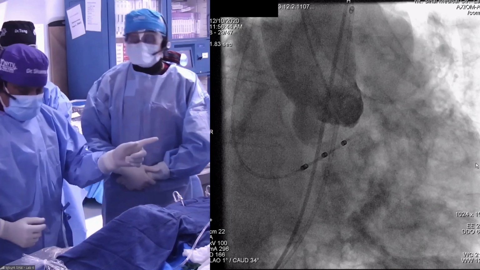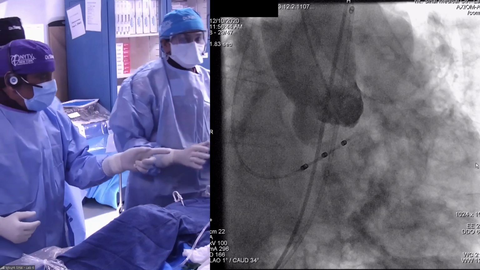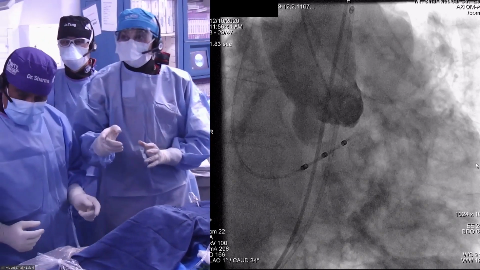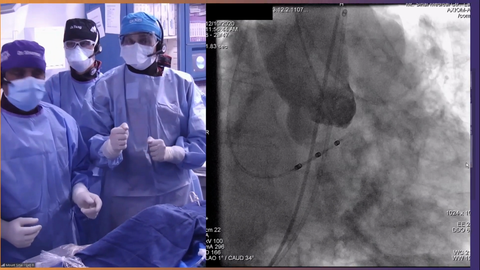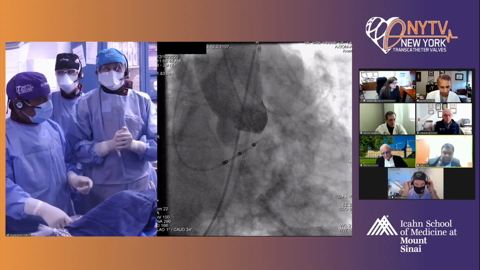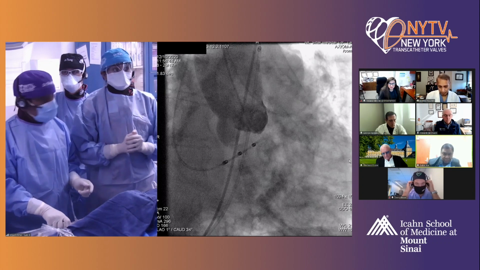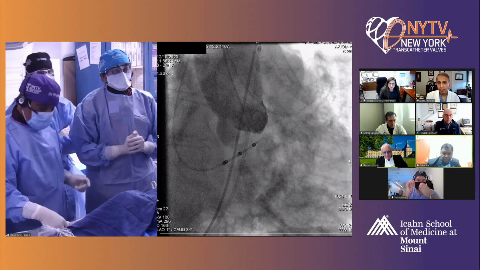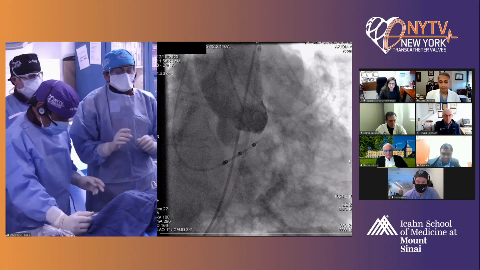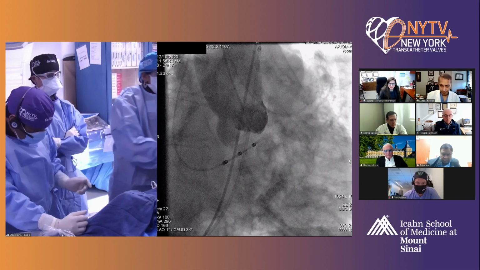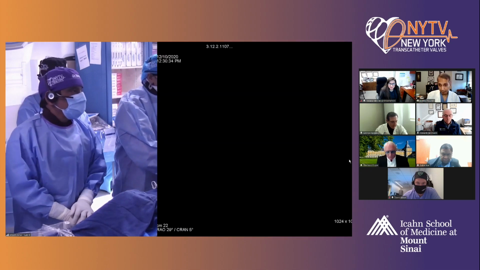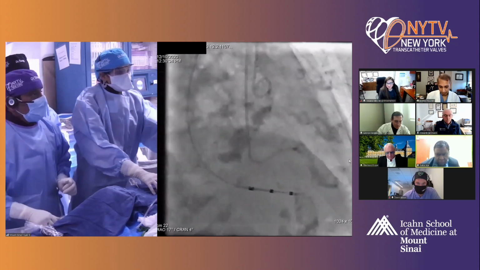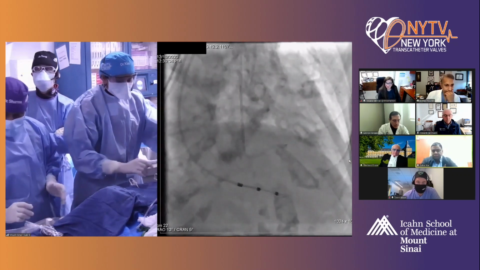Okay, good. Let's start now. What did you do so far? We have crossed. Excellent. Kenny, I have a question. When we do the cusp overlap, I use cusp overlap in every case, but I put the pigtail in the non-coronary cusp. When we're deploying, of course, we will place it in the non-coronary. Yes, I got it. You just want to show that. Okay, that's fine.